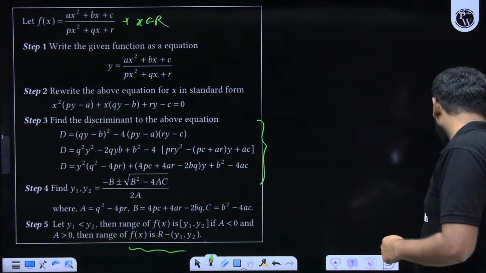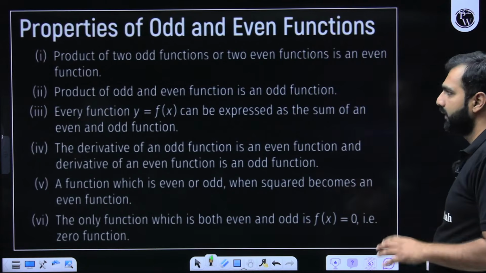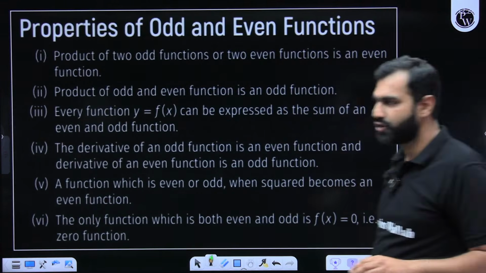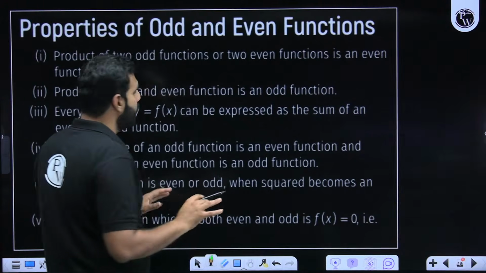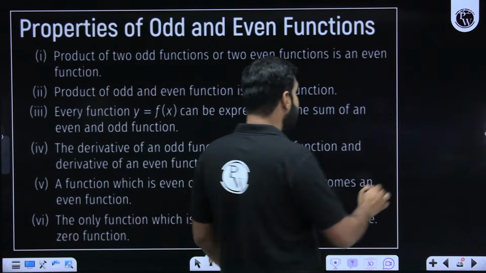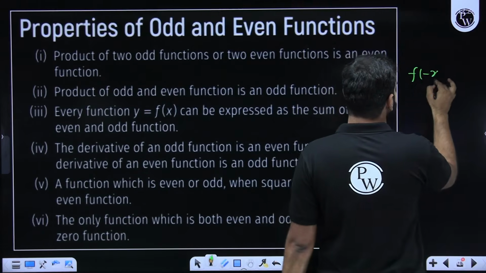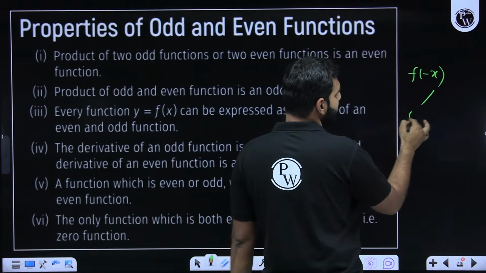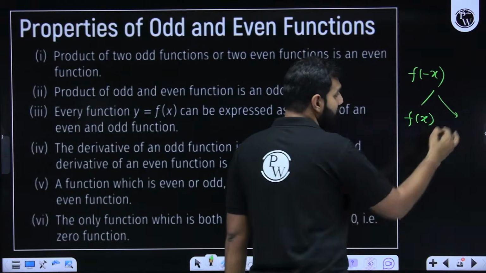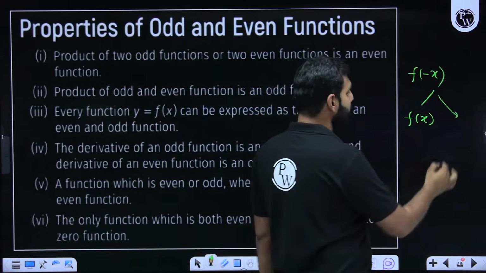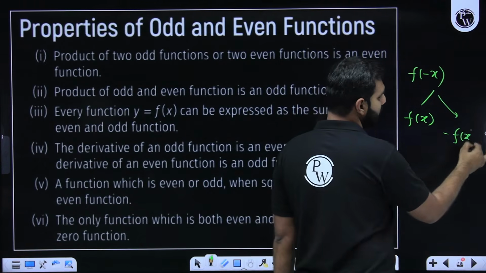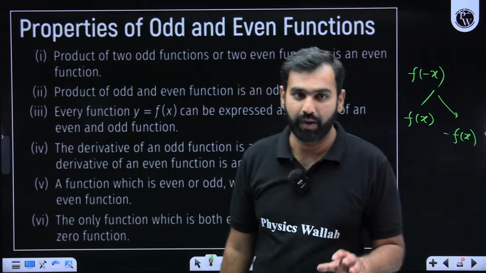From here, when I move ahead with the next part, something related to odd and even functions, you've got to remember it. I hope at least this part I need not explain, that whenever you take f of minus x and you see it turning out as f of x, you say f of x is an even function. And if it comes out as negative of f of x, you say that f of x is an odd function. I hope you remember that.